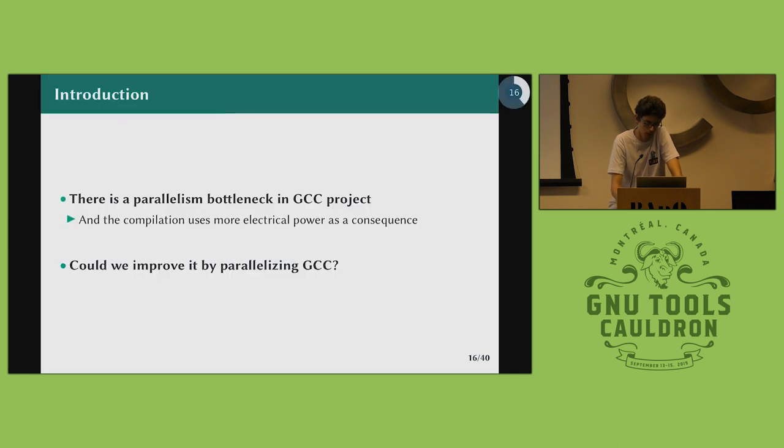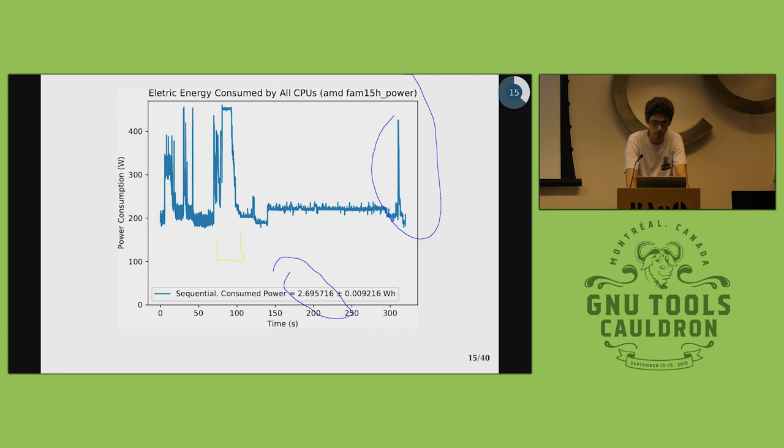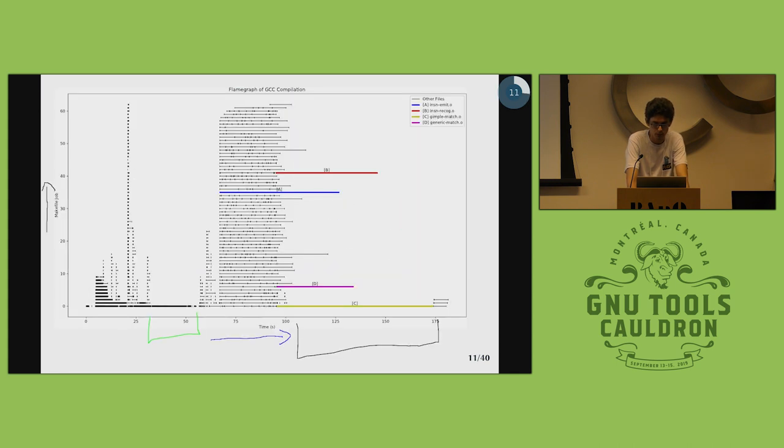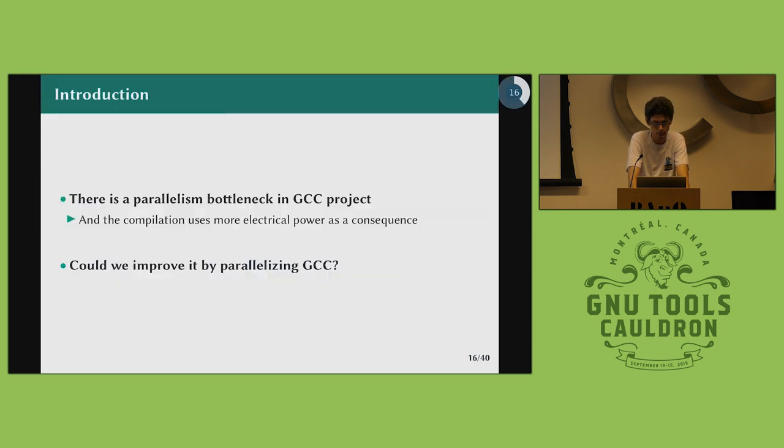So there is a parallelism bottleneck in the GCC project. We use more electrical power as a consequence. And could we improve it by parallelizing GCC? Because if so, these parts here can be reduced.